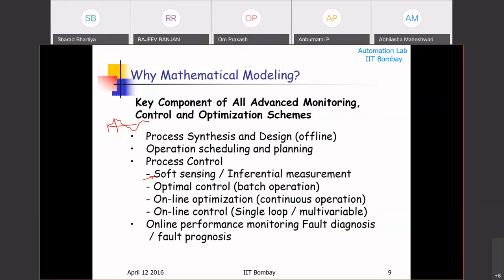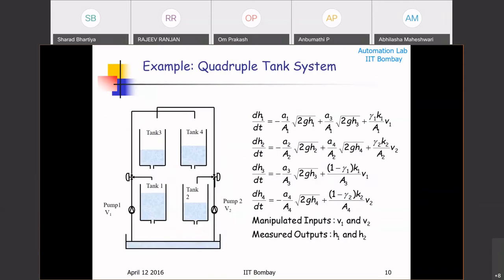Of course, in online control, in optimization, and a host of other areas, monitoring, fault diagnosis, we use such kinds of models. Now, let me give you some examples. One thing should be very clear: whatever we do today is all going to be in the form of dynamic systems. There will be no steady state system that we are going to talk about.